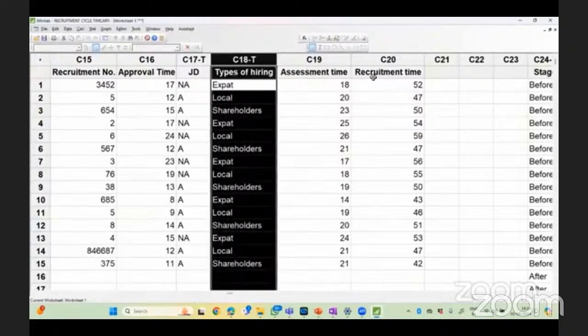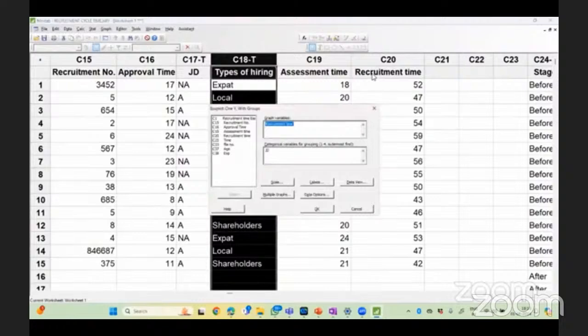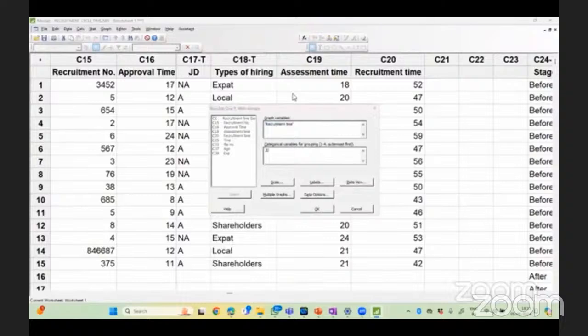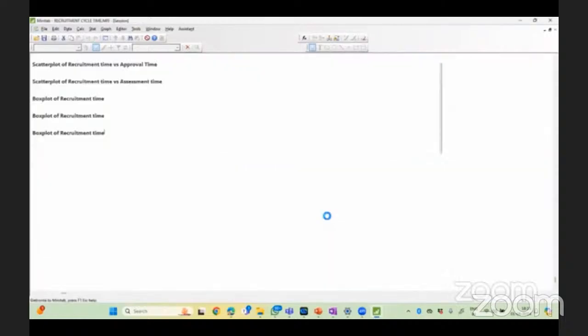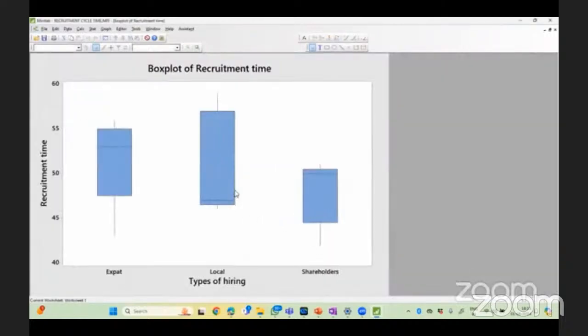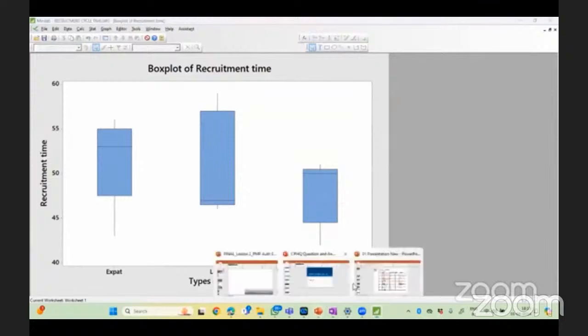Does the type of hiring affect the recruitment time? Let us see that as well. Type of hiring, does it affect? Oh, that is attribute data. So I am doing a box plot. Well, there's no clear distinction between the three. The variation is almost the same. You have expat also being hired between 42 to 56 days. Locals are also 45 to 66 days, and shareholders also. So there is not much difference. So I would say that it is not the root cause. So I have got the root causes.